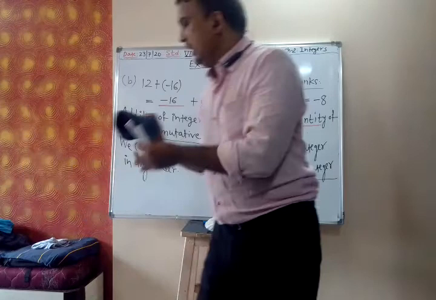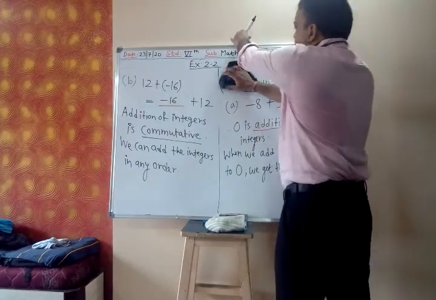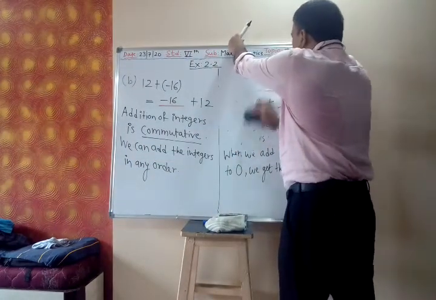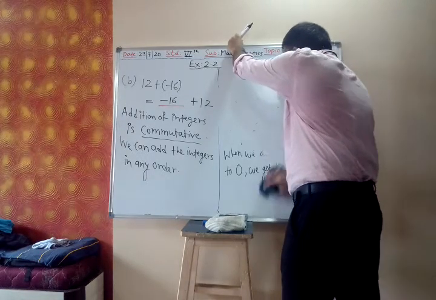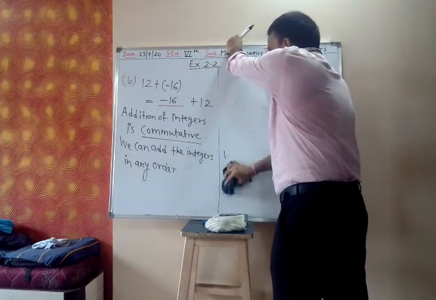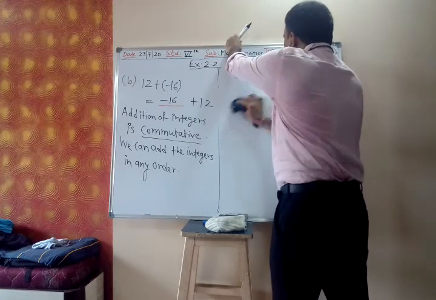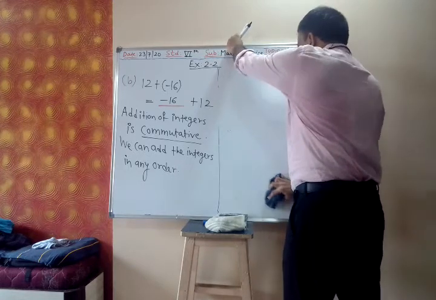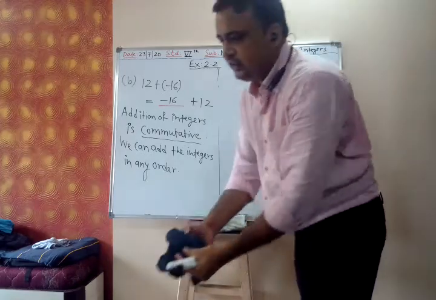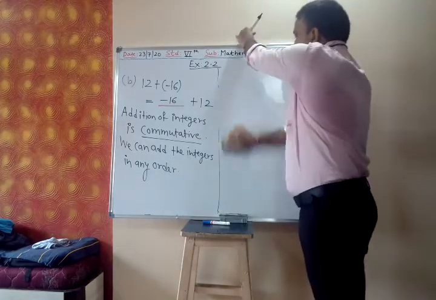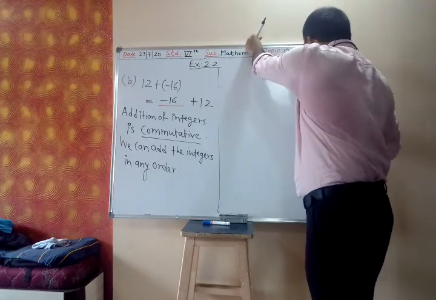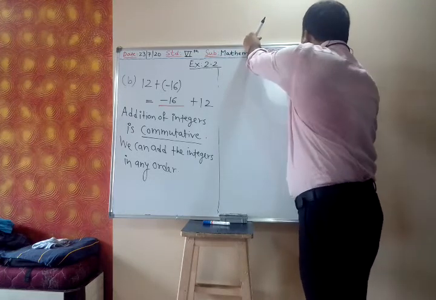So, addition of integers is commutative. Commutative means you can add the integers in any order. We can add the integers in any order.